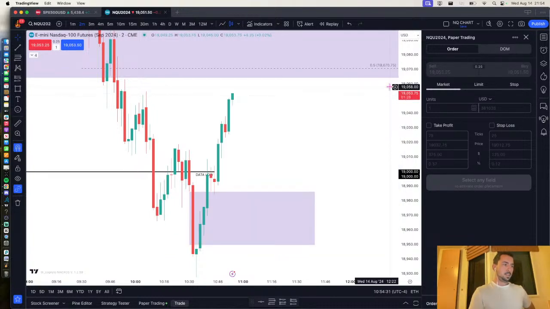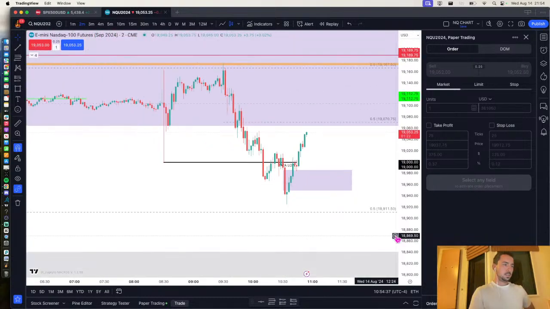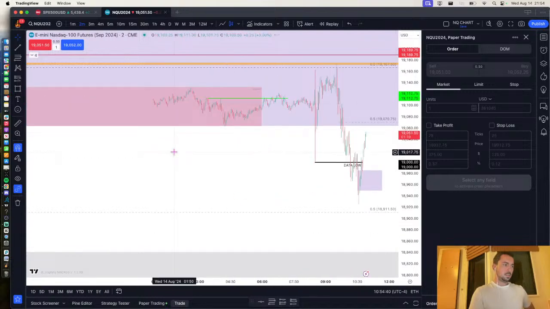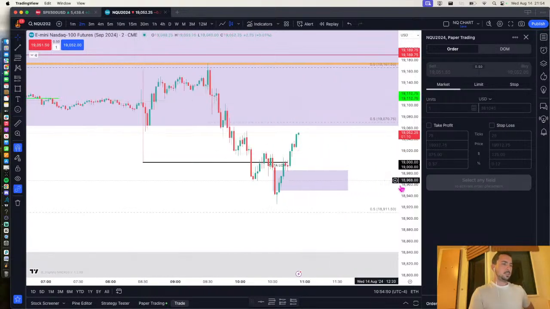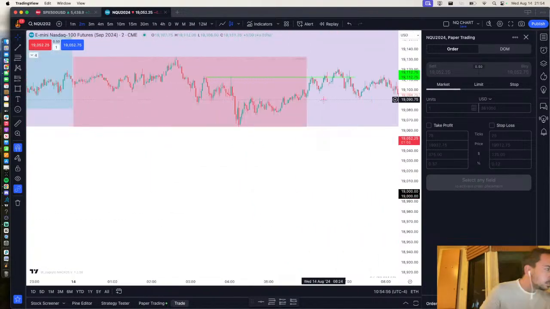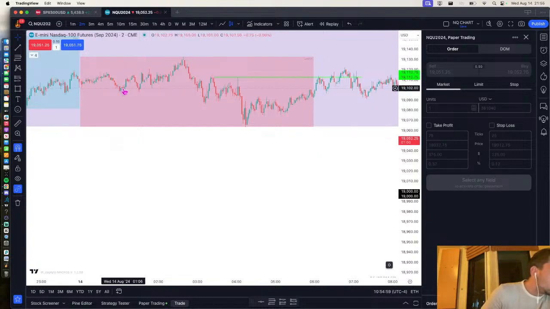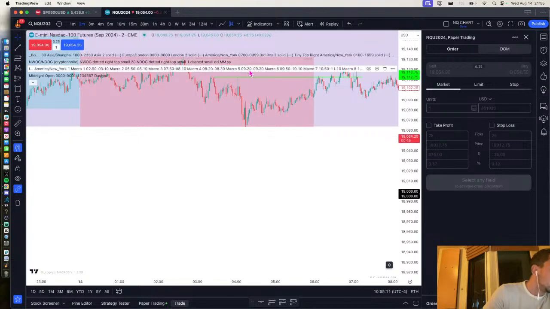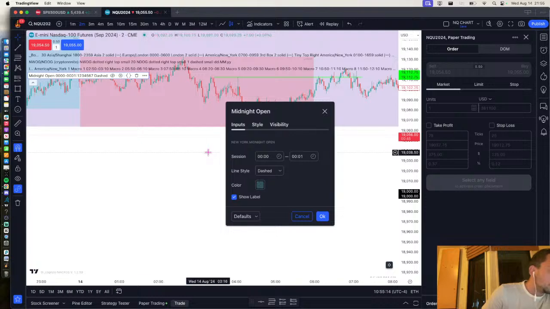Let's see if I add this midnight. Yeah, midnight is at 19,109.75, so that could be where we're headed. Is this correct? No, it's not. I don't know what is up with this, but midnight is over here. Every indicator I use draws it at the 1 a.m. and I'm not sure if I'm just being stupid, or if it's just completely off.